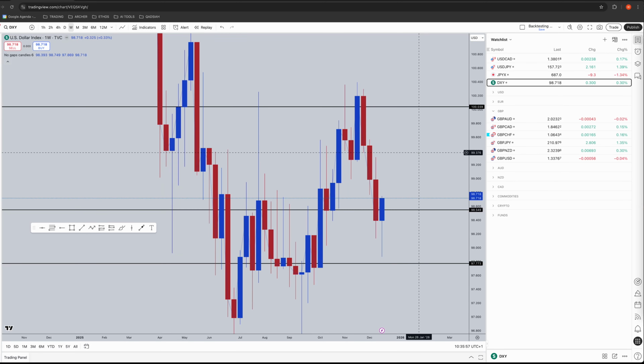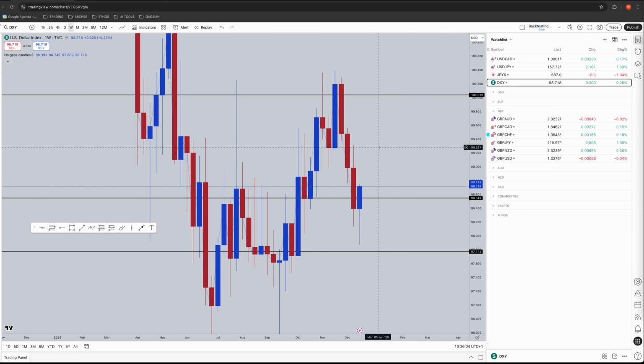Another week, another SMB. And for this week, I have one setup that I want to share. But before we get into it, let's get started with the DXY.